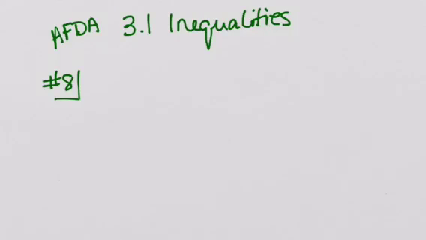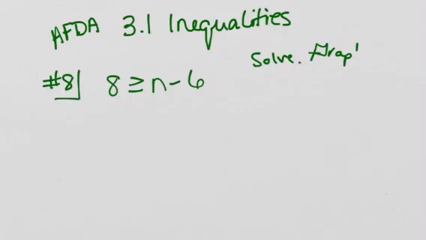Lesson 3.1 is on inequalities, and I'm going to do number 8 for you. So it says that 8 is greater than or equal to n minus 6. And we have two things that we need to do. We need to solve, and we need to graph its solution on a number line.